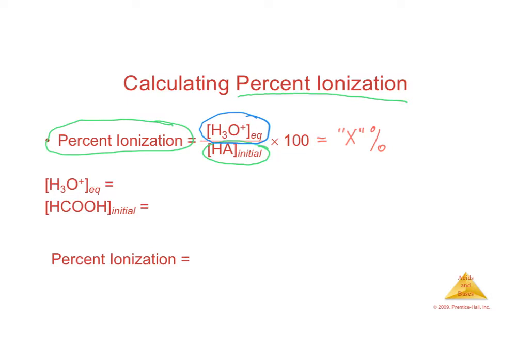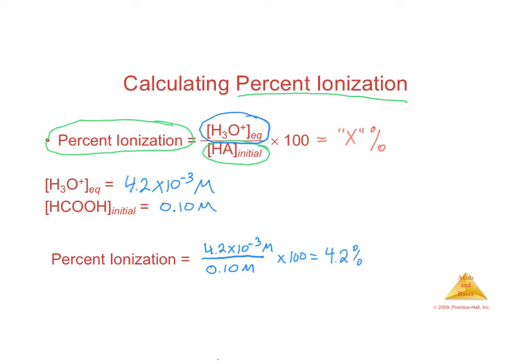So for the formic acid problem that we just did, take your equilibrium concentration of hydronium, your initial concentration of formic acid, and plug it into the percent ionization equation. And calculate the percent ionization of this formic acid solution.